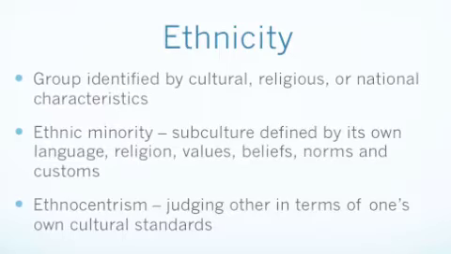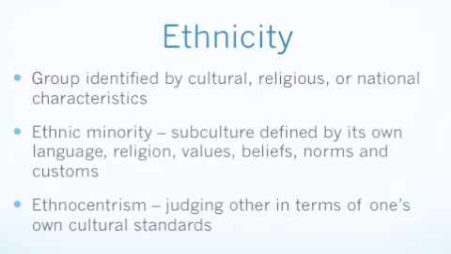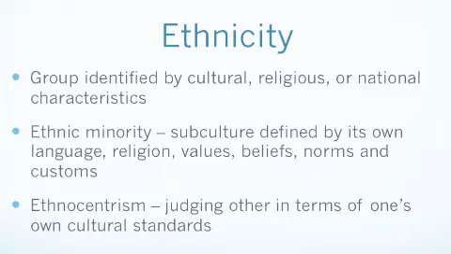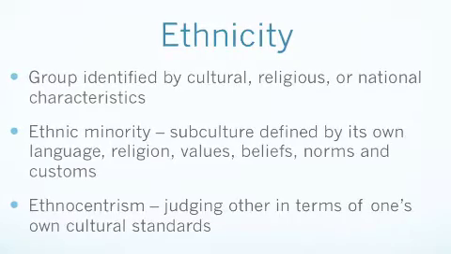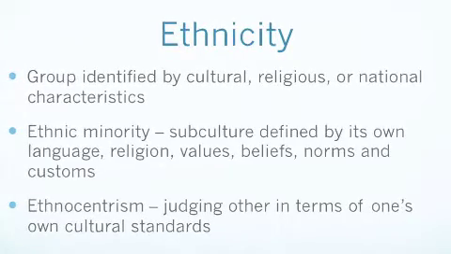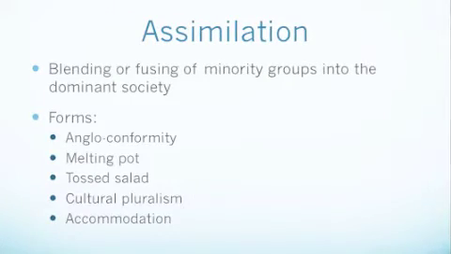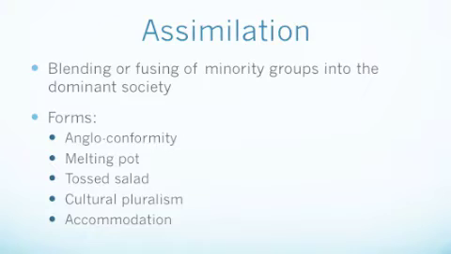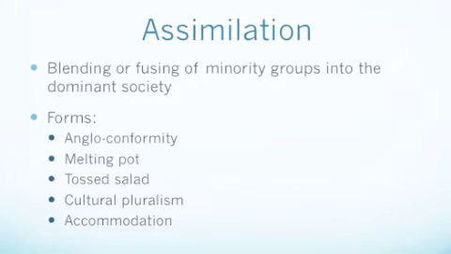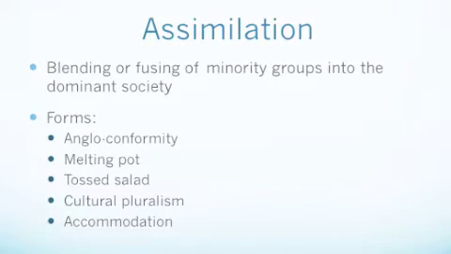An ethnic minority is a subculture defined by its own language, religion, values, beliefs, norms, and customs. Ethnocentrism is judging others in terms of one's own cultural standards. Assimilation is the blending or fusing of minority groups into the dominant society. There are 5 forms of assimilation.